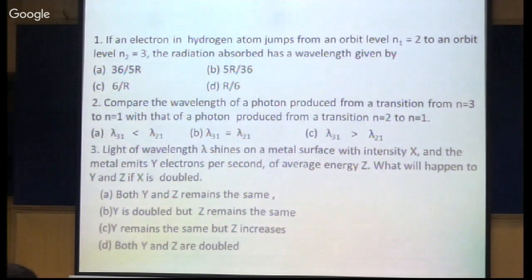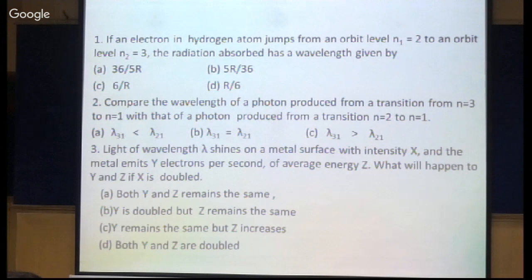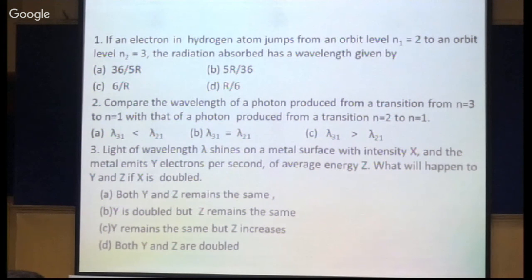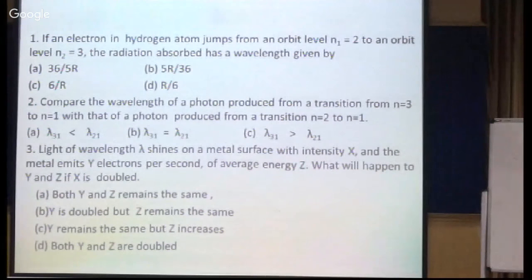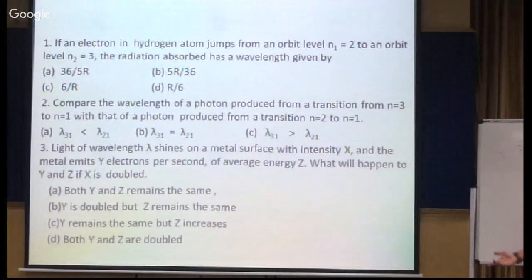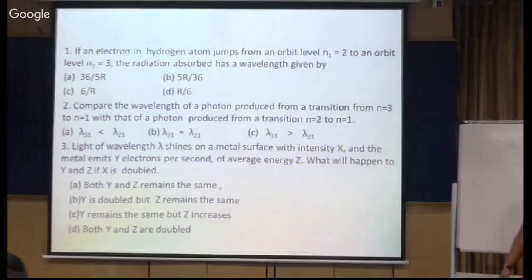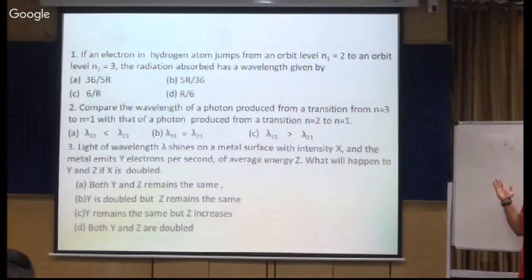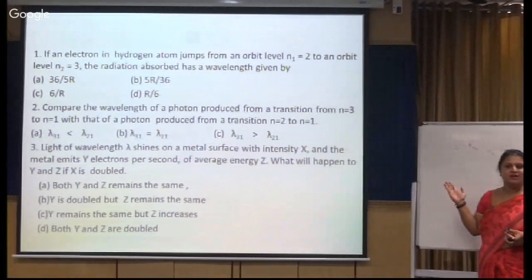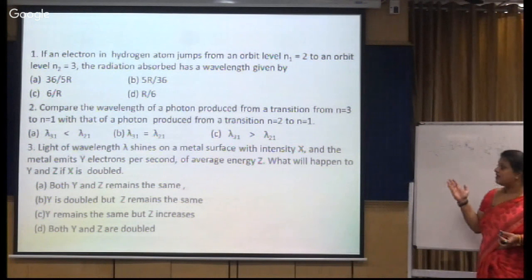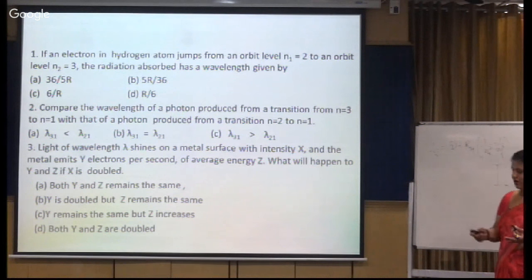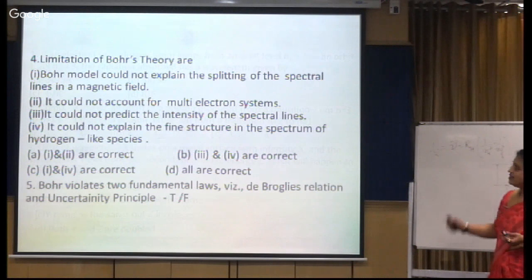Then third one. Light of wavelength lambda shines on a metal surface with intensity x, and the metal emits y electrons per second of average energy z. What will happen to y and z if x is doubled? X, Y, Z, they are just used to confuse you people. So sort it out intelligently. Intensity is doubled. Y, the number of electrons, is doubled, but the energy remains the same. This is what the conclusion of the photoelectric effect is.